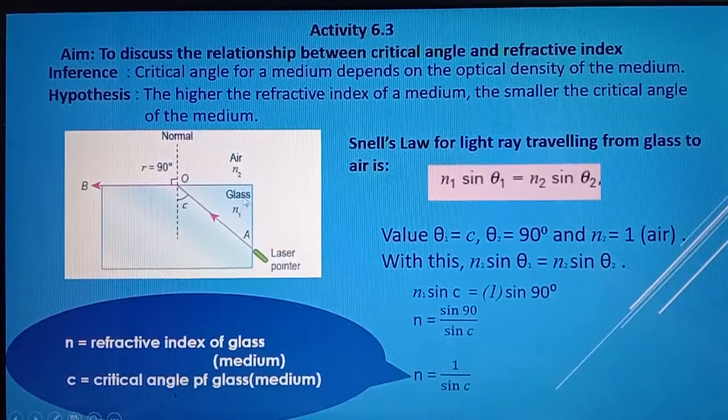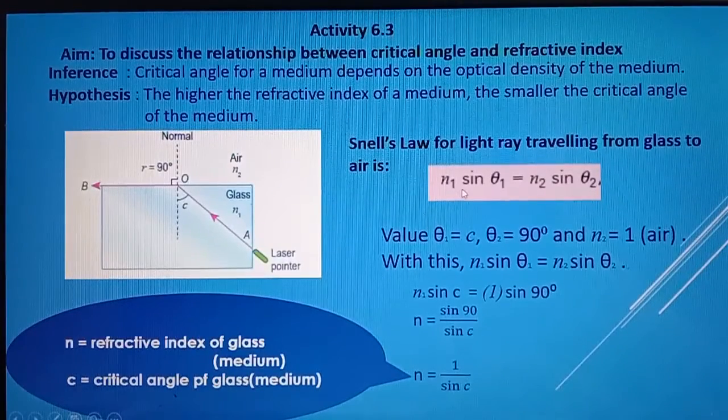Let's say the refractive index of glass is N1, the refractive index of air is N2. In my previous video, we discussed Snell's law. Snell's law for light traveling from glass to air, or glass to water, or glass to any other medium, we can put as N1 sine theta 1 equals N2 sine theta 2. Now I refer to this diagram. So the value of theta 1 is the critical angle.